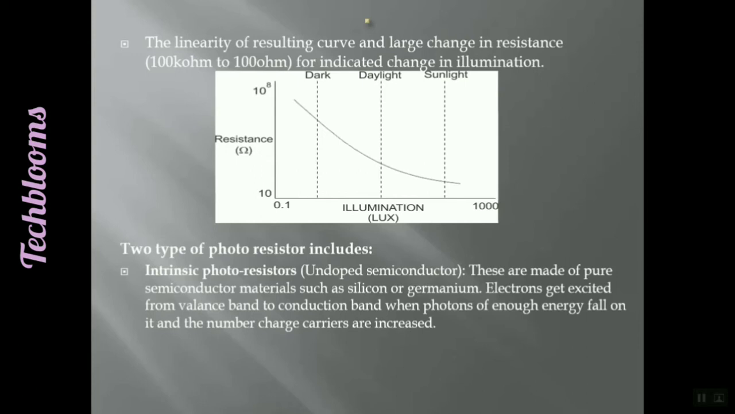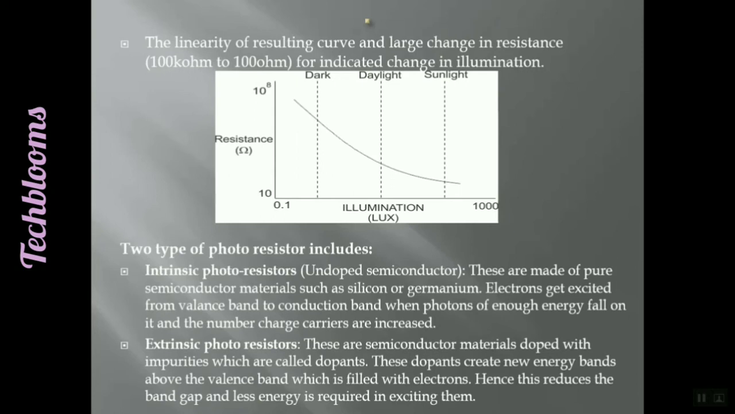Now what happens here is that electrons get excited from the valence band to the conduction band when photons of enough energy fall on it, and the number of charge carriers increases.